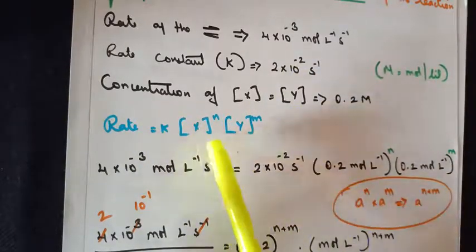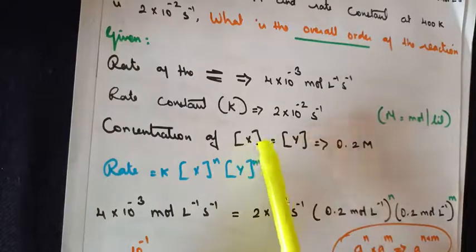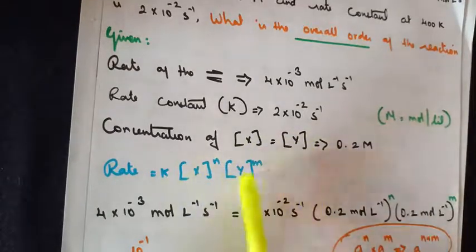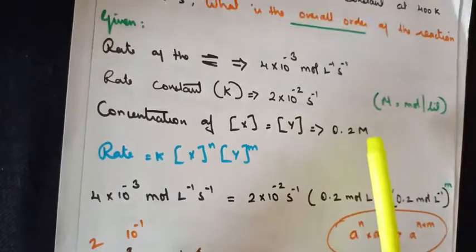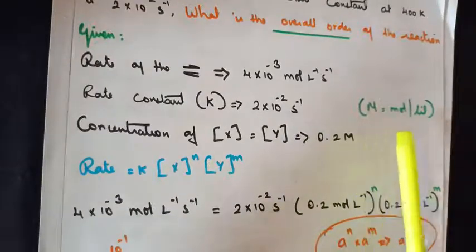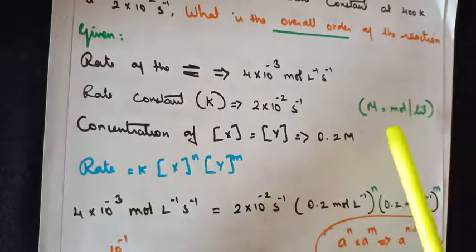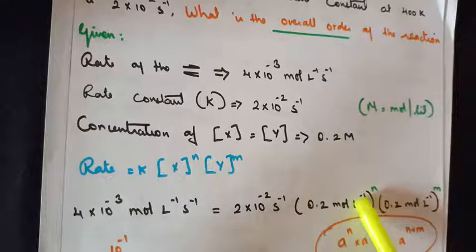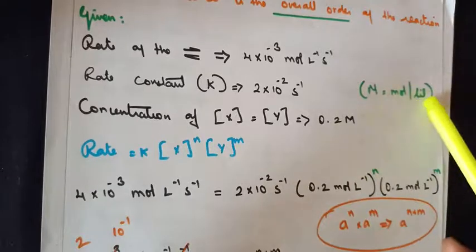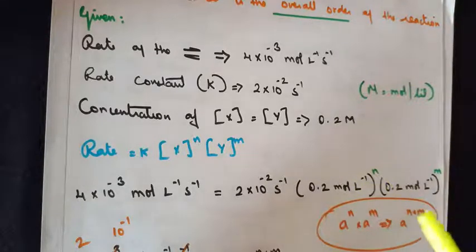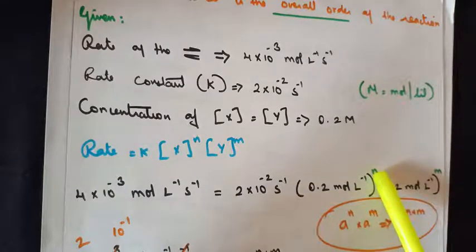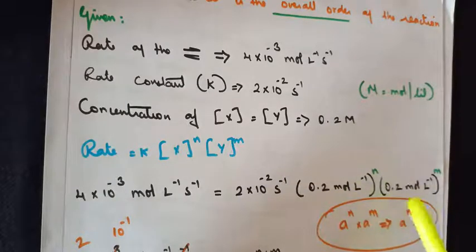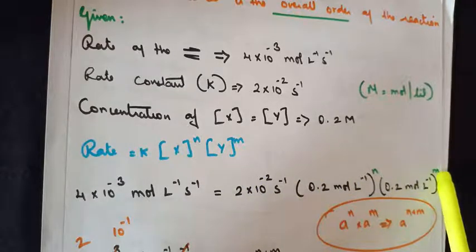And in place of X and Y, since they have given the concentration of X is equal to Y, I'm substituting the value, that is 0.2. Please remember, capital M stands for mole by liter. So instead of writing M, I'm substituting this value here. Mole per liter can be written as mole liter inverse. So X value is 0.2 mole liter inverse to the power n, because we have to calculate the overall order. And Y also 0.2 mole liter inverse to the power m here.